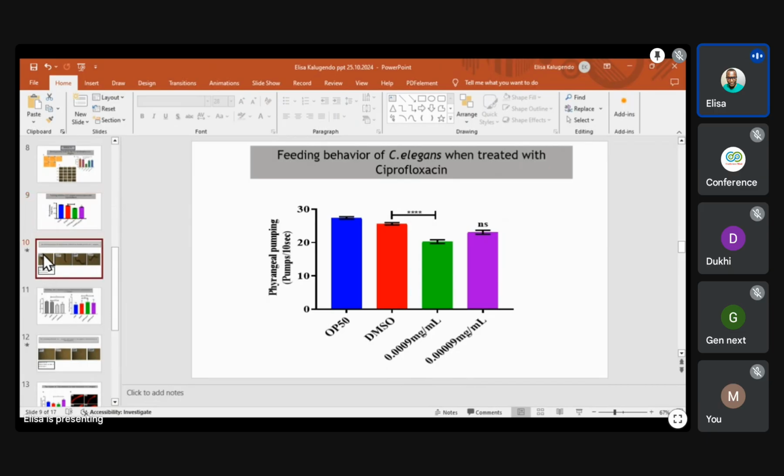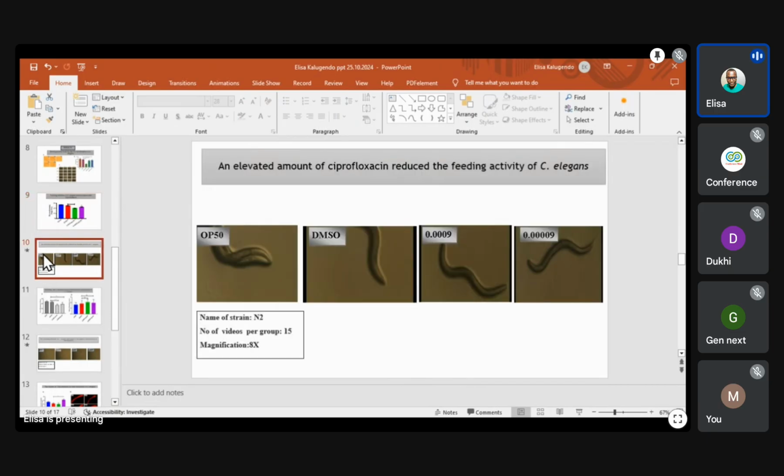So this can be easily viewed by just using this pictorial presentation. We see an elevated amount of ciprofloxacin, which was 0.009, reduced the feeding activity of C. elegans. If you look at the control group here, you can see the pharyngeal pumping activity taking place. It can easily be seen that the animal is taking food. Similarly in DMSO, if you observe carefully, there is pharyngeal pumping and the animal is trying to take food.